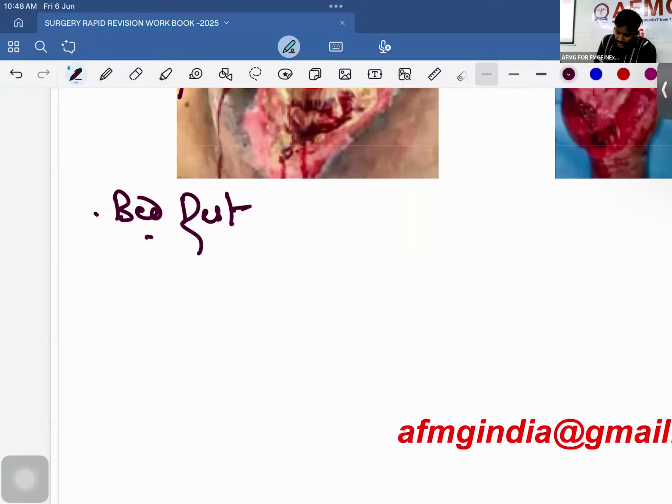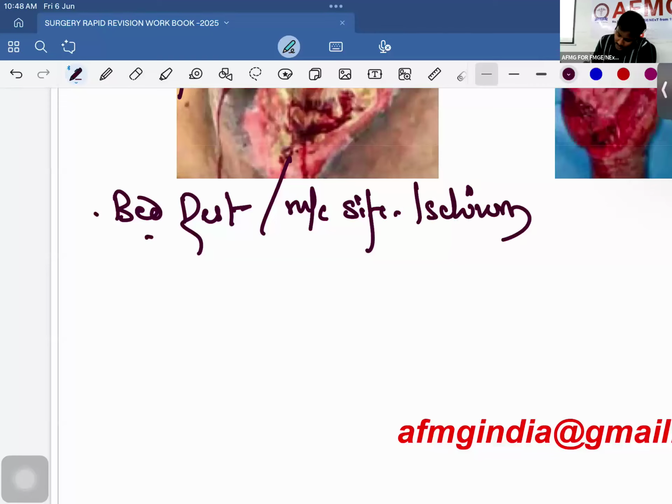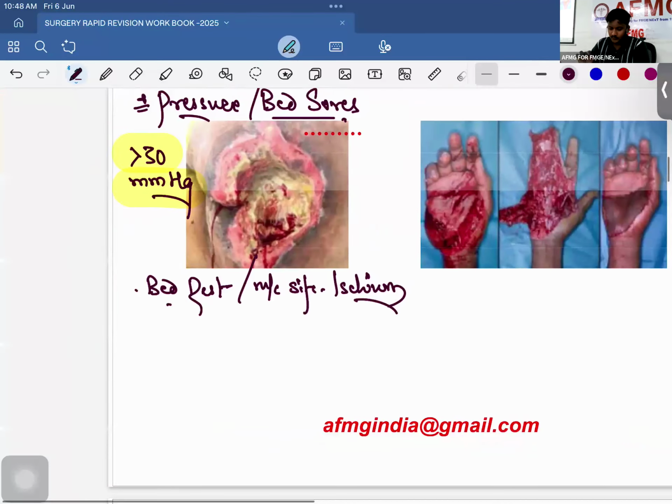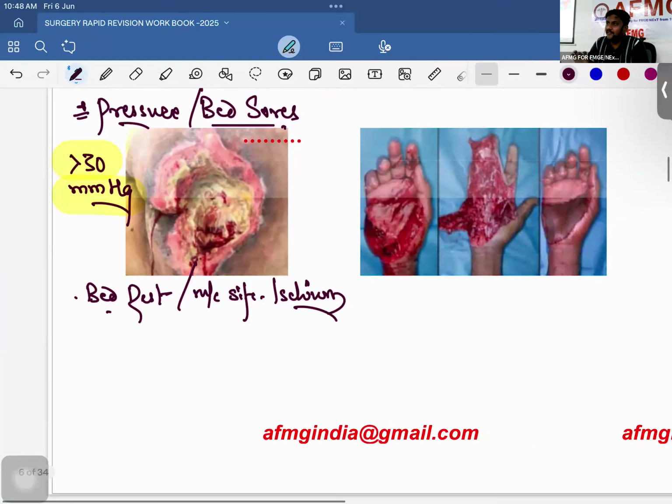In this condition, if they ask you what is going to be the most common site for a pressure or bed sore? We know the answer is going to be the ischium, beta. The most common site is the ischium. Why? Because when we sit, all the body weight is supported on the ischium itself, beta.